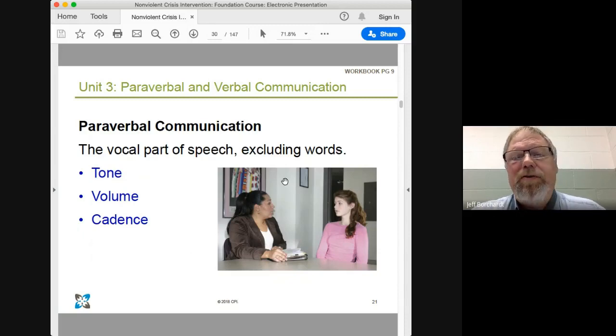The volume: are you talking at a volume that's appropriate to the situation? Certain situations might require more volume, like if you're out on the playground during recess and need to get people's attention, versus standing right next to the student in the classroom. Your cadence is the rate of speech, as well as the pauses that you might put in your communication. You put those 3 together, and it really can impact what a student understands from your words, and it can change the meaning for them.